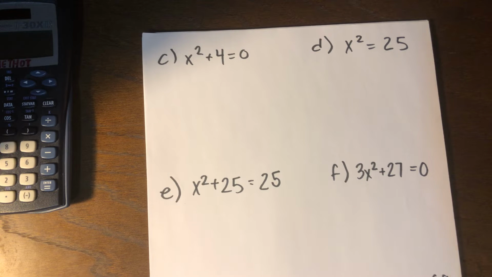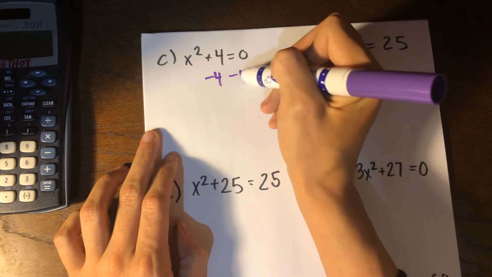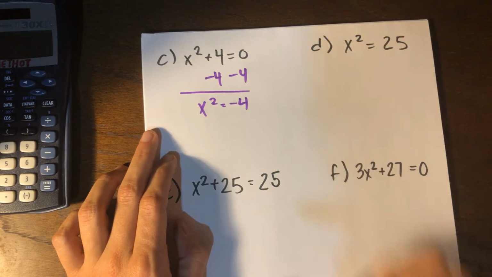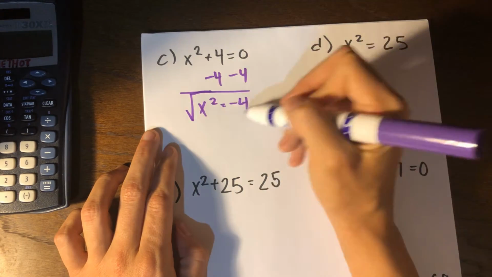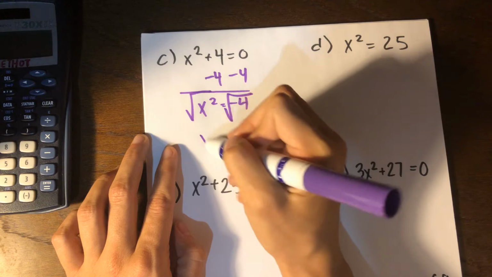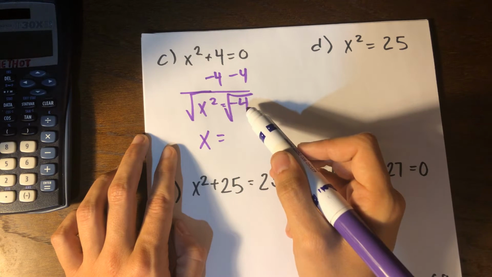Okay, we have 6 more problems to get through. Okay, the next one, x squared plus 4 equal to 0. So my first step is to subtract 4 from both sides. So I'm left with x squared is equal to negative 4. Once I'm here, x squared equal to a number, I take the square root. The square root of negative 4, right? What did we say about the negative being inside the square root?